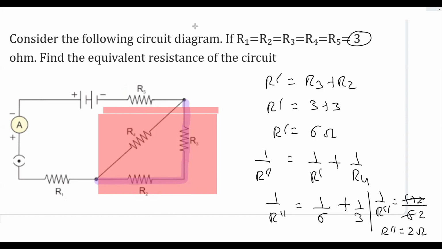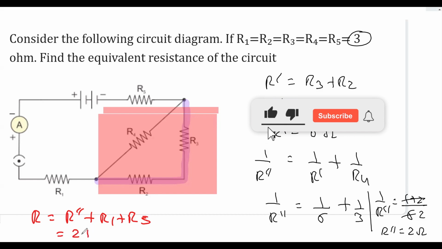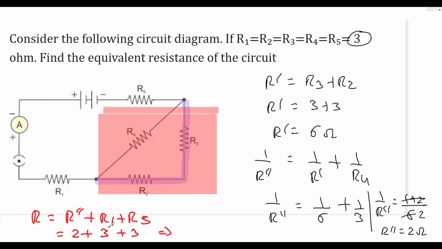So we'll now say that the total resistance, which is the equivalent resistance, R is equal to R double dash plus R1 plus R5. So it should give you how much? R double dash is 2 ohm, R1 is 3, and R5 is also 3 ohm. So it will be 3 plus 3, 6 plus 2, 8. So the equivalent resistance, or the total resistance of the circuit, is 8 ohm.